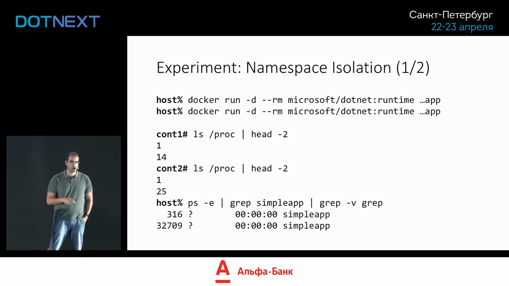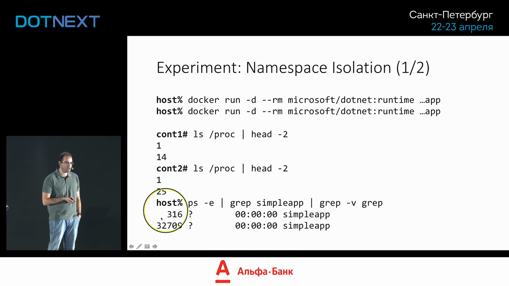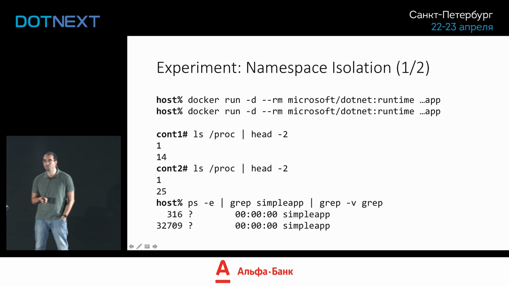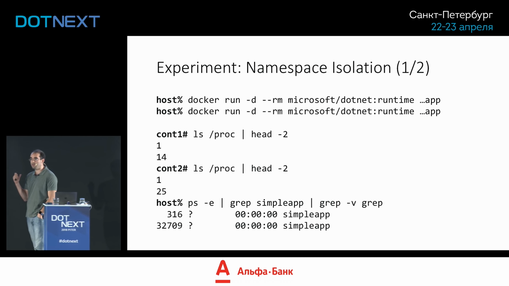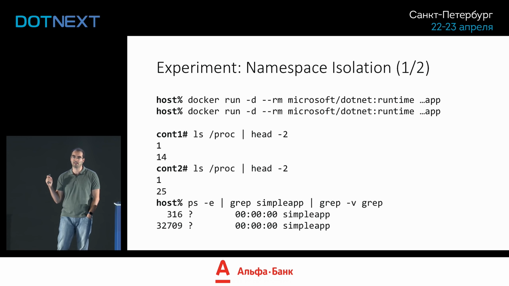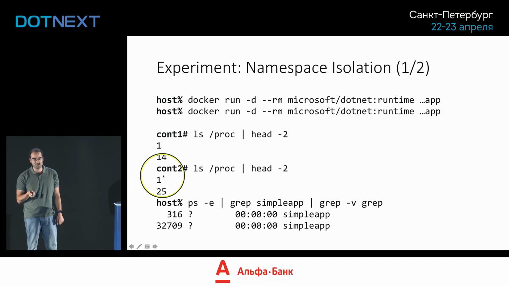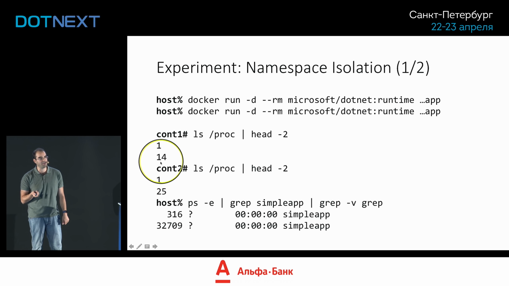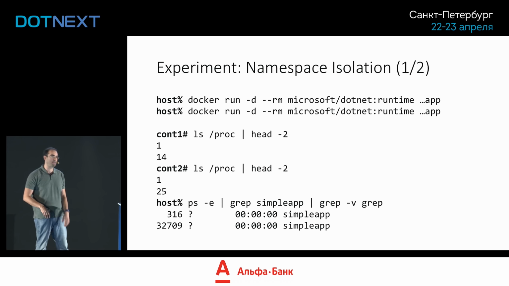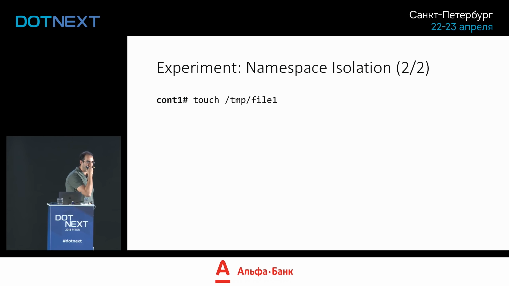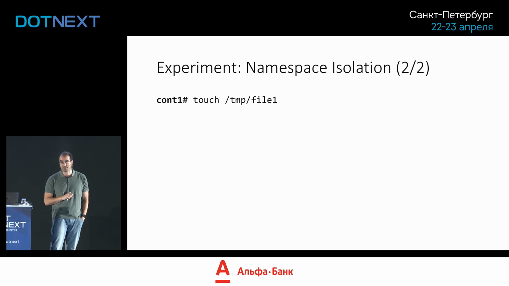And by the way, from the host's perspective, if you look for these processes on the host, their process IDs are something completely different, 316 and 32,709. So in the host's PID namespace, they have different process IDs than in the container's PID namespace. And that's a good thing, because now, if this bad guy, container 2, tries to kill process ID 14, which belongs to container number 1, it's just going to fail and say there is no such process. So, good stuff. Let's see how it works for other resources, files, for example.